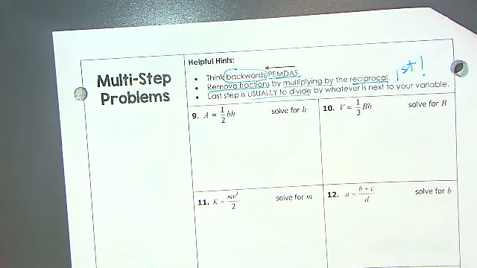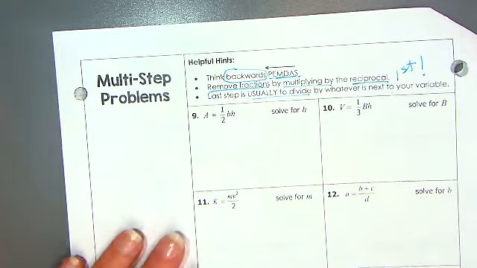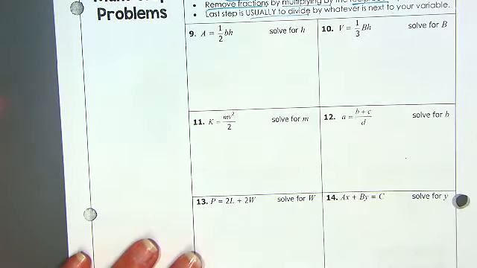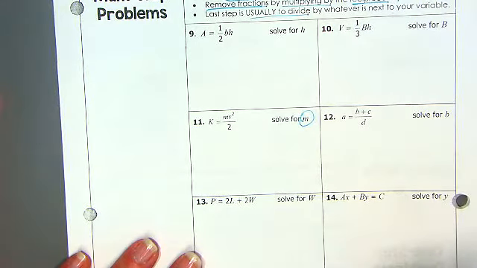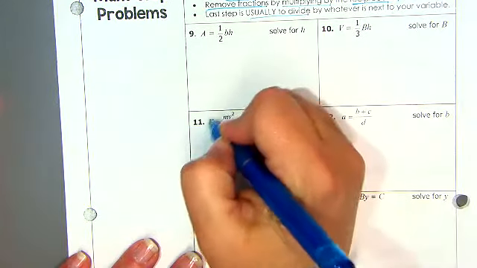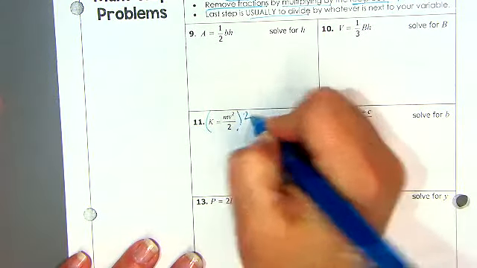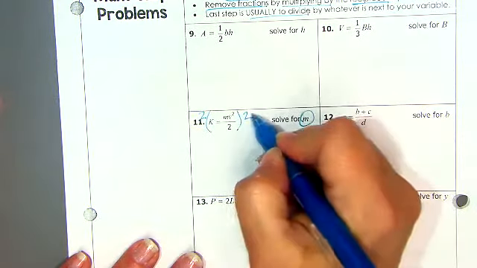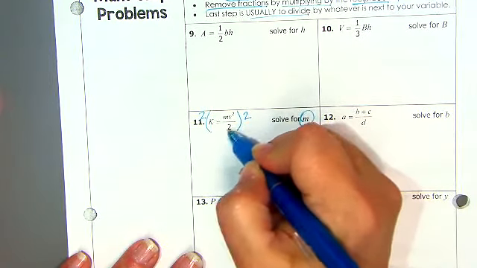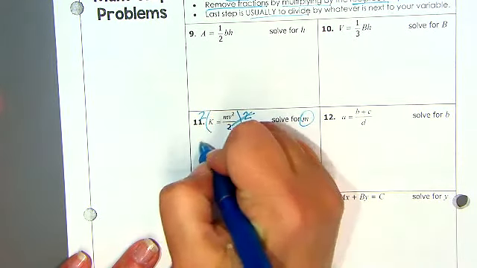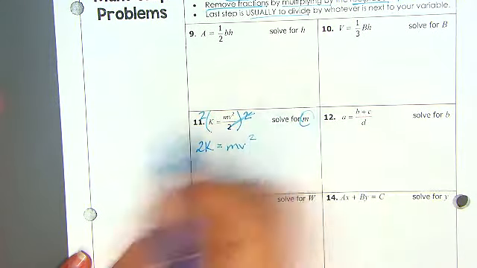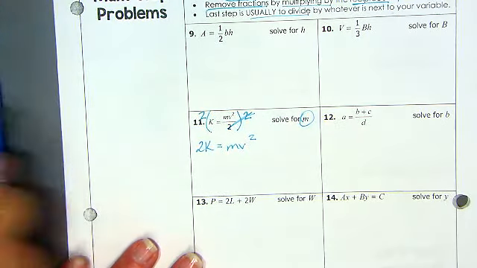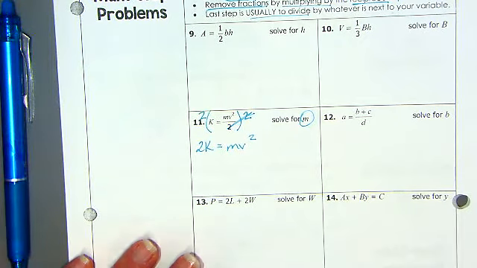All right, so here we go. We're going to jump down and look at number 11. We're solving for M. First things first, I've got to get rid of that fraction. It's dividing by 2, so I'm going to multiply by 2 on both sides. When I multiply by the 2 on the right, this cancels. So now I have 2k equals mv squared. It's not by itself yet.